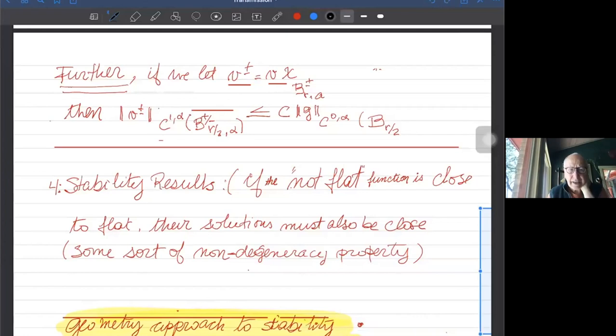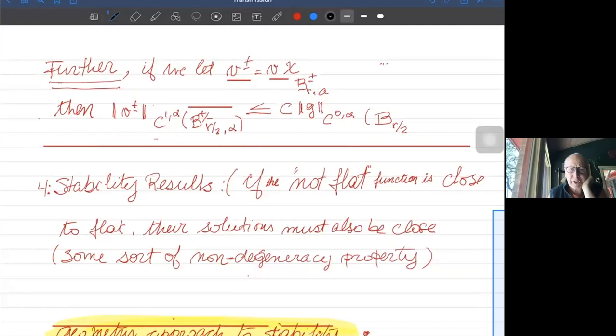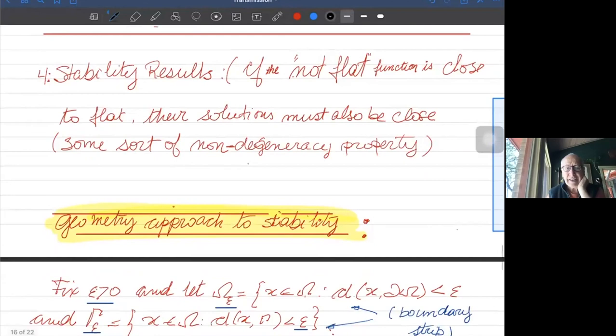Now that we have this approximation, we go to section four, which is the stability result. In some sense, four is the one that gives us for the first time the approximation of the function with the regularity we expect. So the stability result: if the non-flat surface is close to flat, then the solution must also be C^{0,alpha}, some sort of non-degeneracy property.